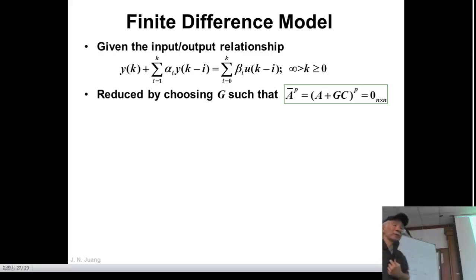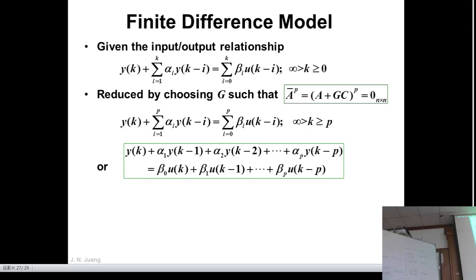So this P will depend on your model size. For a model size of only 2 by 2, then P can be only 2. For a size of 5 by 5, P can be 5. It cannot be less than 5. For a size of 10 by 10, P must be larger than or equal to 10. It can be larger. It cannot be smaller, but it can be larger. I will talk about that more.